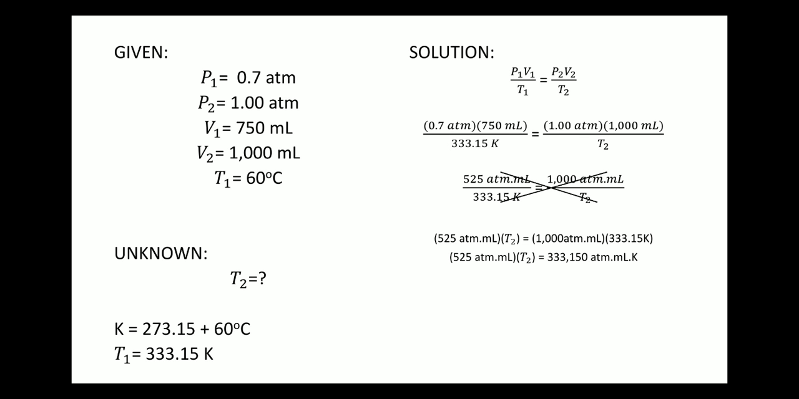So the answer is 333,150 atm ml Kelvin. Then to find T2, divide both sides by 525. Cancel. Then divide 333,150 over 525. So the temperature is equal to 634.57 Kelvin.